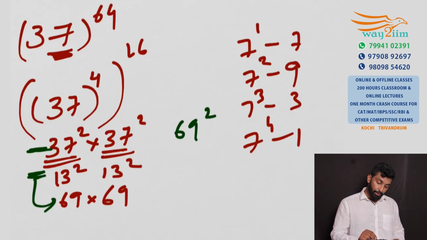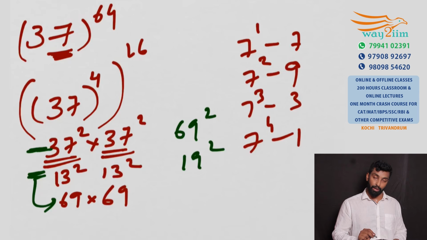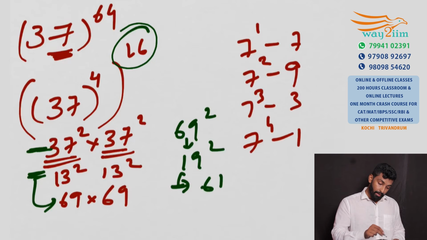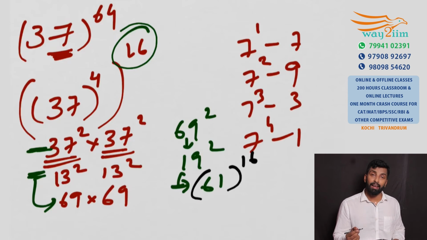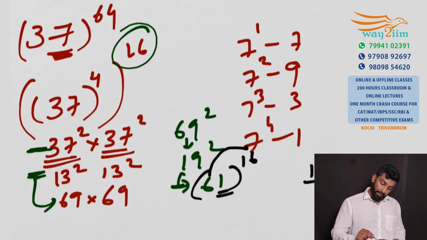So 19 square, last two digits. I can write it as 19 square. This is equal to 19 square. So what is this? 61. Now I'll take this power here. So I got 61 raised to 16. Now I can find the last two digits easily, right? Because the last digit is 1. So it is 1. Previous will be 6 into 6.